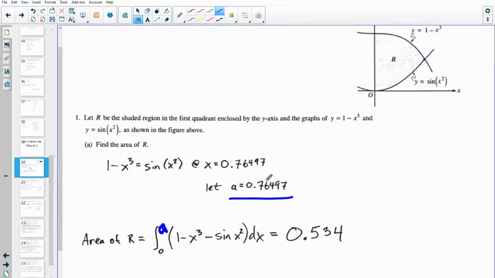Now, when I did this calculation, I used more than 3 decimal places. 3 decimal places is what's required for an answer, but you should use all of the decimal places. I didn't even use just this much. I used whatever it was on my calculator when I plugged this into the integral.